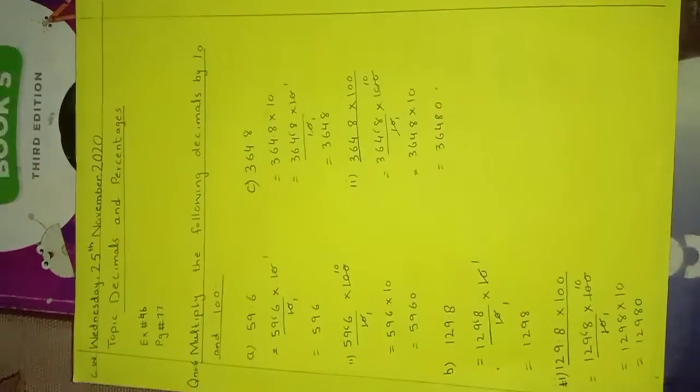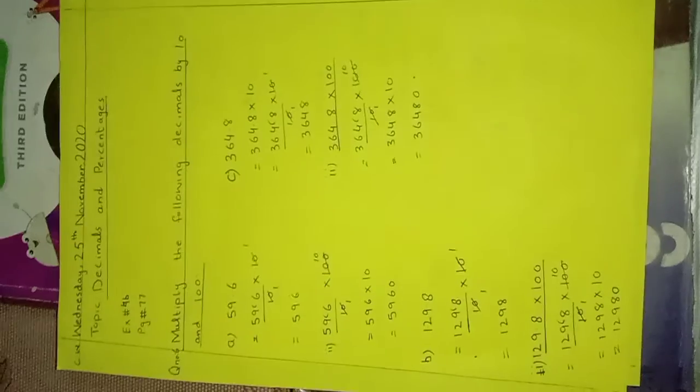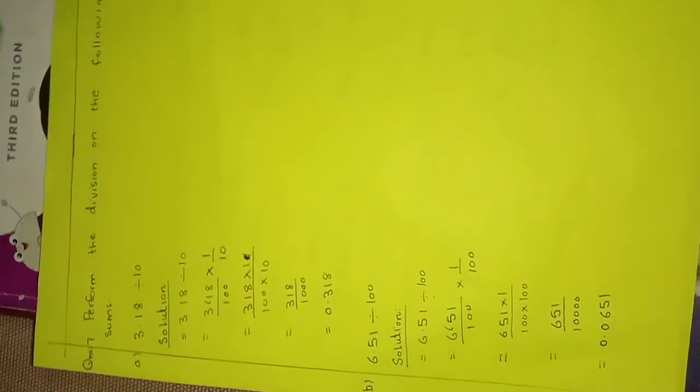Only A to C parts of this question are included here. You will do part D by yourself. Now move on to question number 7. Question number 7 is: perform the division on the following sums. Here you have to do the division.